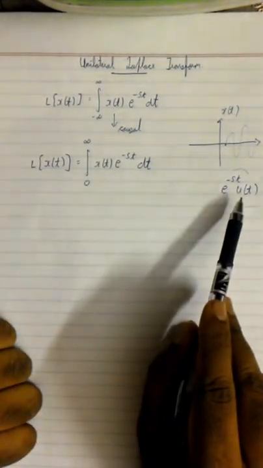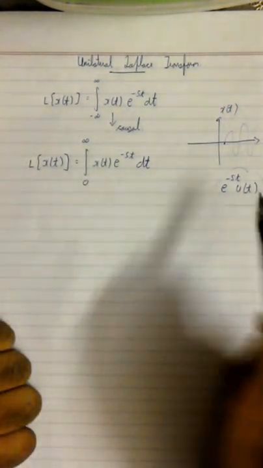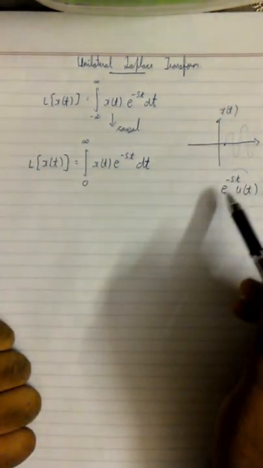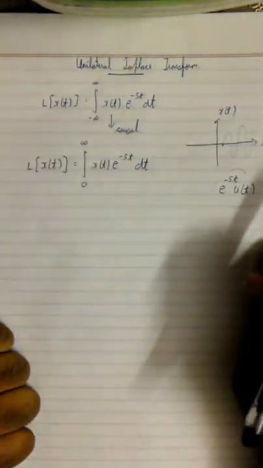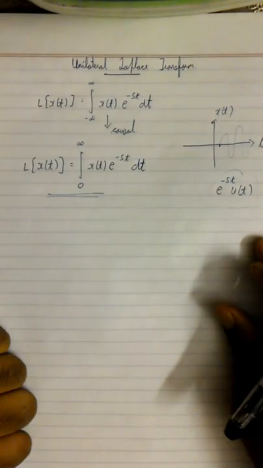As you all know, the value of u of t is 1 from 0 to infinity. That means from minus infinity to 0, u of t becomes 0. So it's natural that e raised to minus pi t times u of t is a causal signal. In that case only do we use this unilateral Laplace transform.